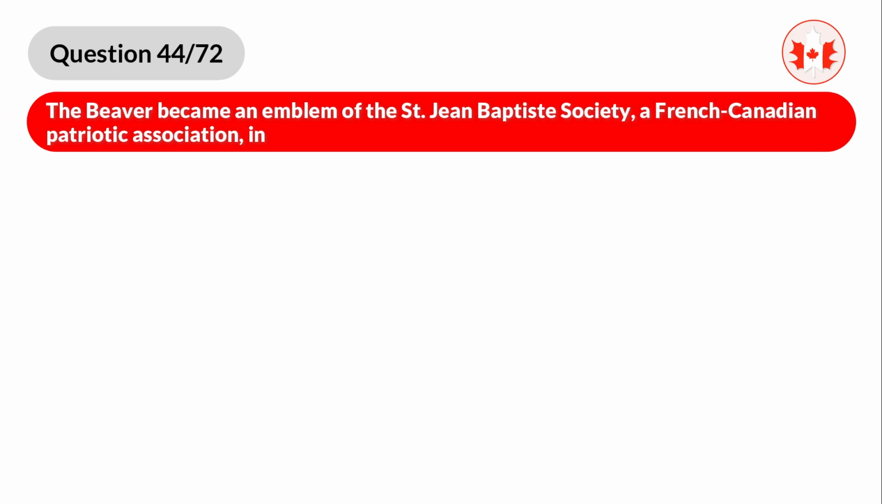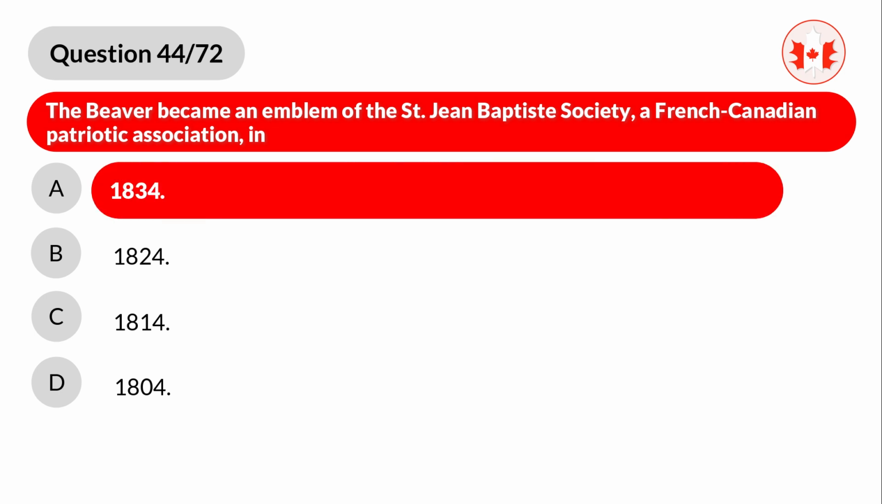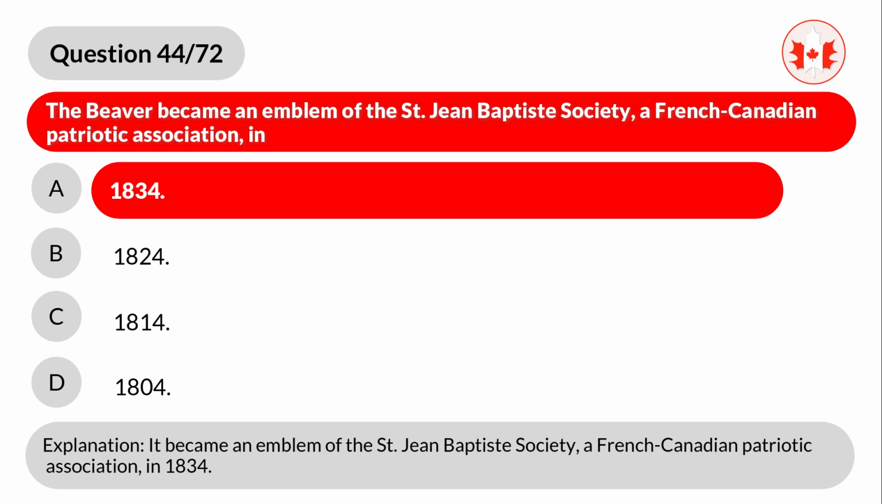Question 44. The beaver became an emblem of the Saint Jean-Baptiste Society, a French-Canadian patriotic association, in A. 1834. B. 1824. C. 1814. D. 1804. The correct answer is A. 1834. Explanation: it became an emblem of the Saint Jean-Baptiste Society, a French-Canadian patriotic association, in 1834.